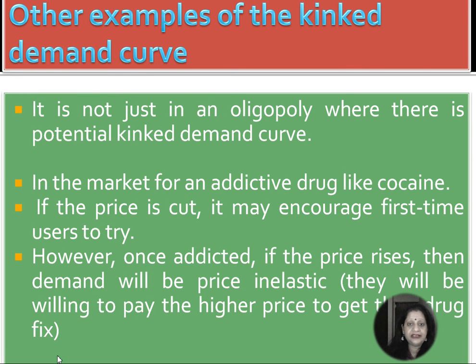Another example: the first is the example of petrol. The second example is of mobile phones. Now the third example is that it is not just in an oligopoly where there is a potential kinked demand curve. In the market for an addictive drug like cocaine, if the price is cut, it may encourage first-time users to try. However, once addicted, if the price rises, then demand will be price inelastic. They will be willing to pay the higher price to get the drug fix.